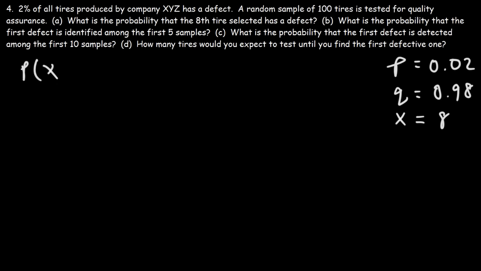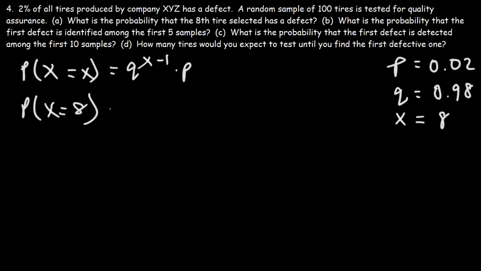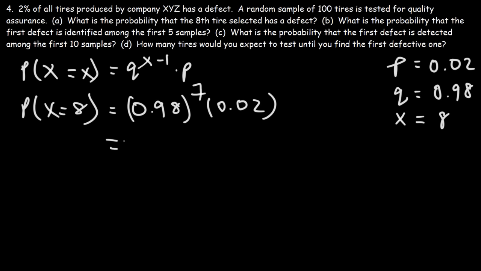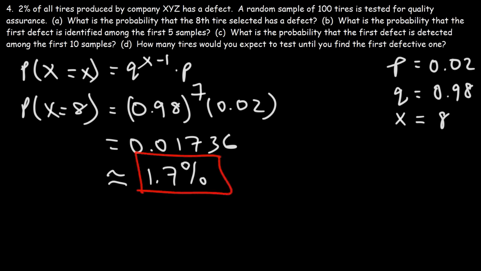So let's write the formula. So we need to find the probability that x is equal to 8, q is 0.98 raised to the x minus 1, or 8 minus 1, which is 7, and p is 0.02. So it's 0.98 raised to the 7th power times 0.02, and you should get 0.01736. So there is a 1.7% chance of selecting a bad tire during the eighth trial, or during the eighth sample.